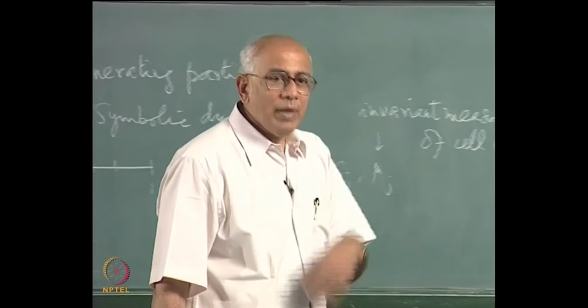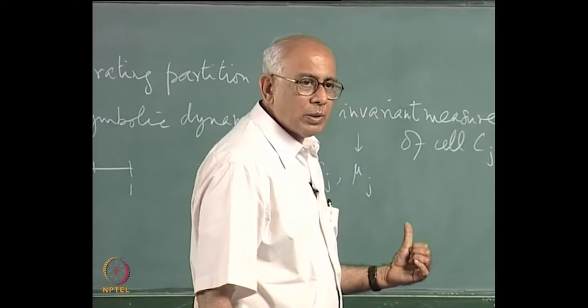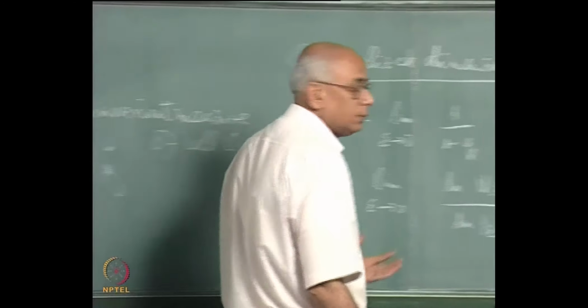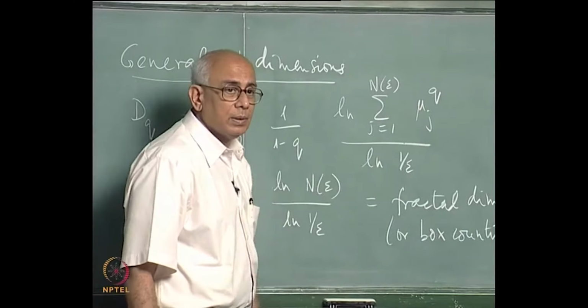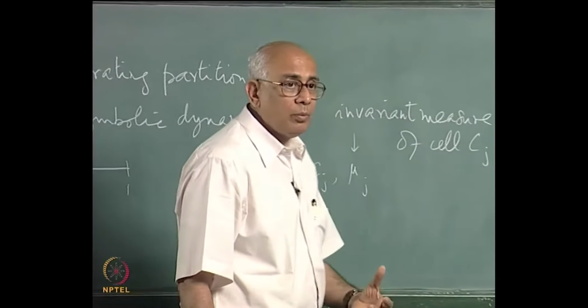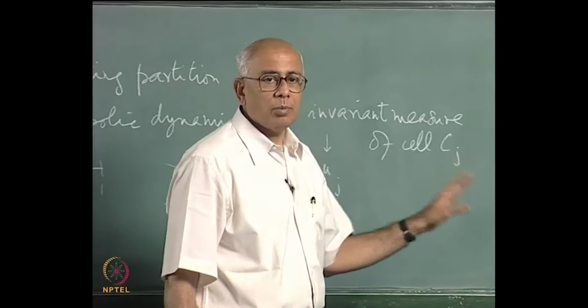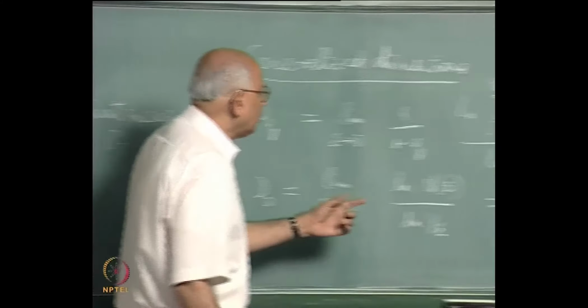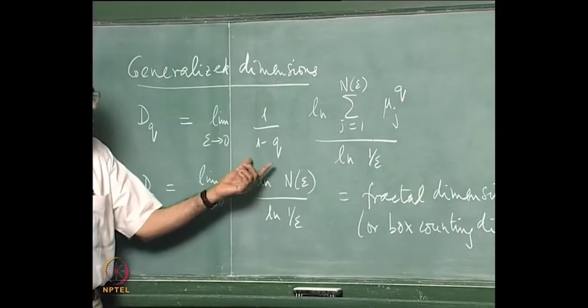Those cells which are infrequently visited would contribute to this number dq, and those which are more frequently visited would not, because q becomes a negative exponent. Therefore the smaller mu j's would dominate over the larger mu j's. We keep that in mind for a moment, and at q equal to 1 we seem to have a problem, really seem to have a problem, because this blows up.